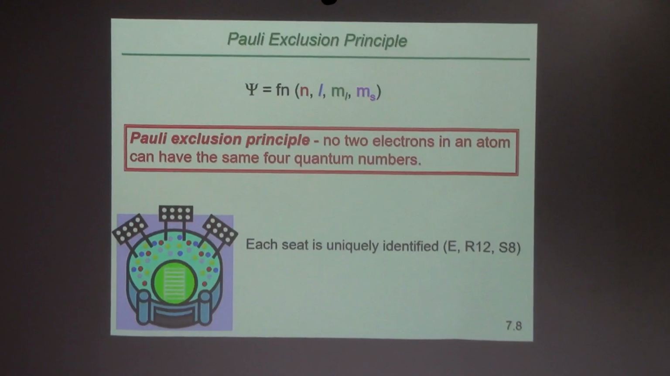Okay, so this is an analogy. If you are in a casino and you are sitting, you have a seat that is uniquely identified. So each seat can hold only one individual at a given time. Same thing if you are flying. If you buy a ticket, your seat is uniquely identified.